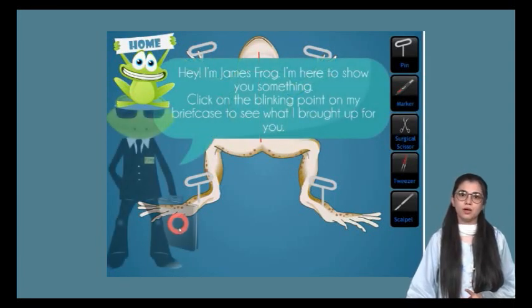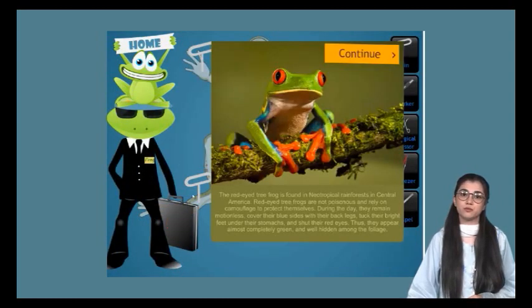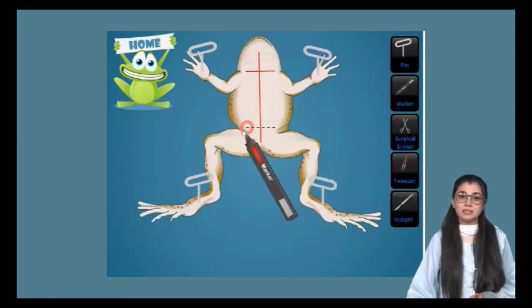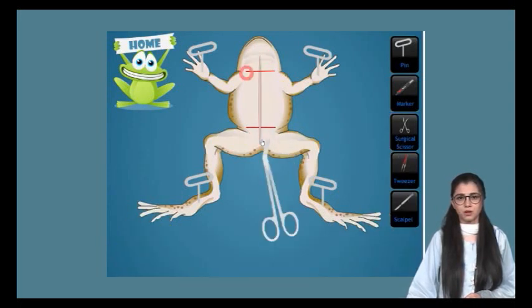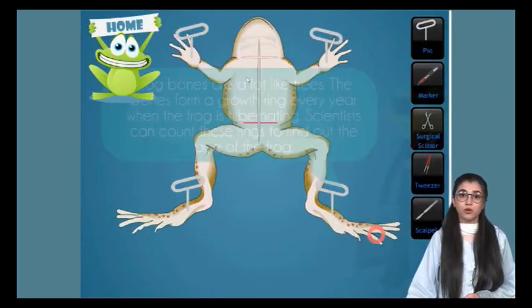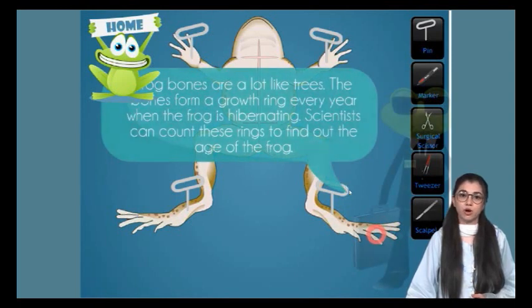Oh wow, we have James Frog with us. He will tell us about the different types of frogs. Please select scissors and click on the red circle. And do you know, frog bones are a lot like trees. The bones form a growth ring every year when the frog is hibernating, and scientists can count these rings to find out the age of the frog.